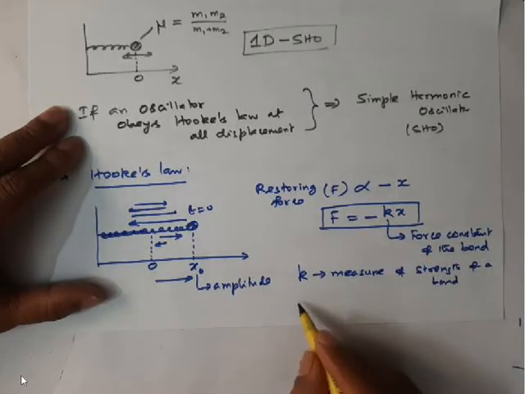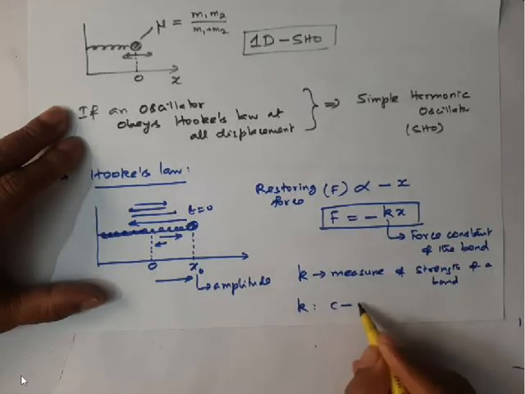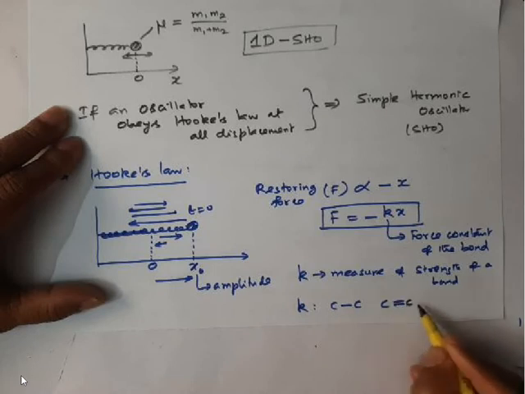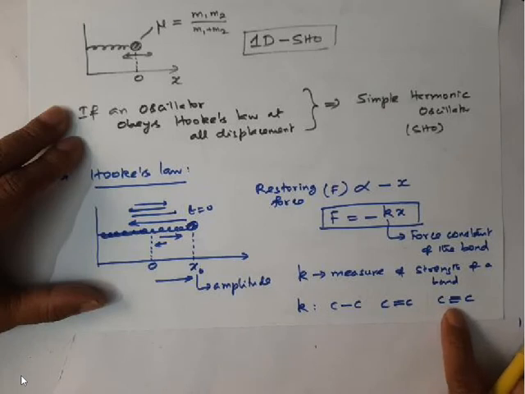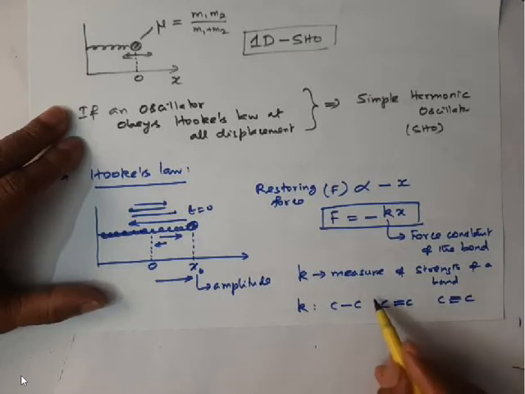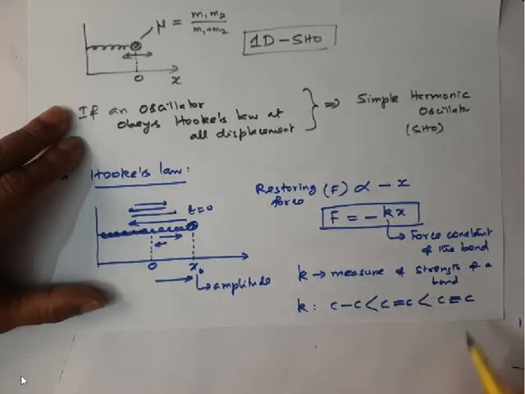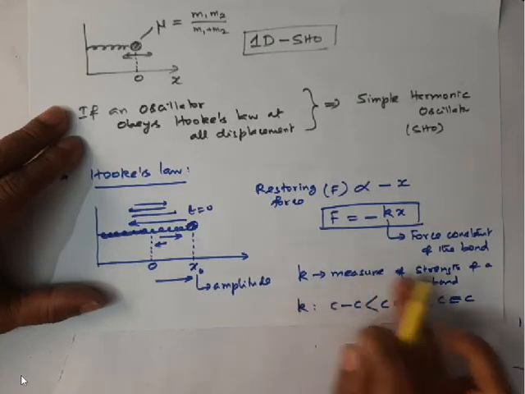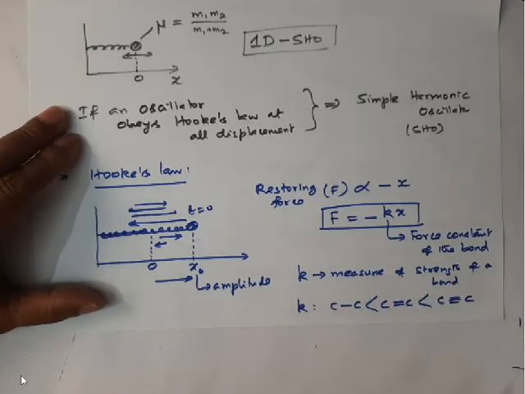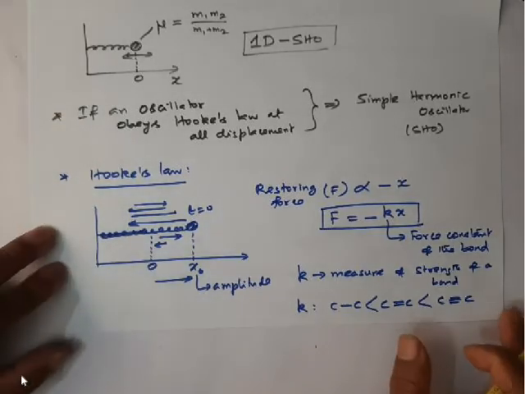For example, suppose I take a carbon-carbon single bond, a carbon-carbon double bond, and a carbon-carbon triple bond. We know very well stretching the carbon-carbon triple bond is tougher because you have a triple bond, which is very, very strong. Therefore, the force constant increases in this way. So force constant is a measure of the strength of the bond. Keep this information in mind.